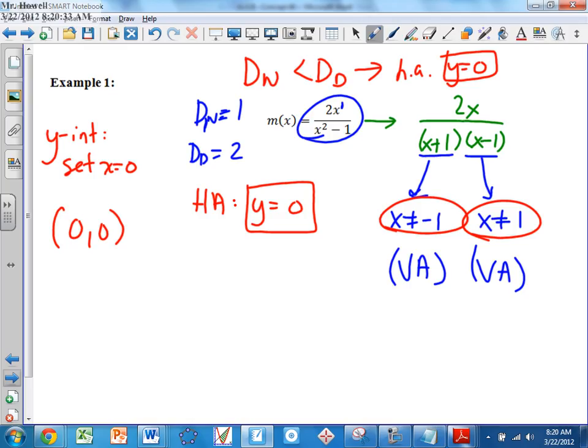Okay, again, guys, plug a 0 in here. You get 0 over 0 minus 1, which is 0 over negative 1. 0 over anything is 0. That's where the y-intercept comes from. That's why the y-intercept is 0 here. Had it been 1 over 0, it would be does not exist for the y-intercept. That's when it does not exist.